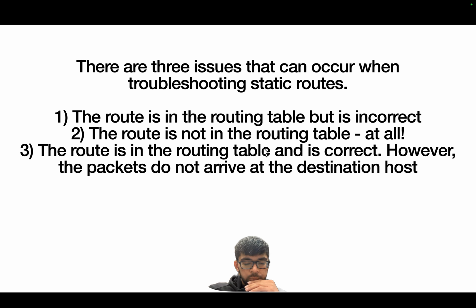And let's look at the last thing. So the route is in the routing table. It's correct. However, the packets do not arrive at the destination host. And there can be multiple reasons for this. So these are some issues that can occur when troubleshooting static routes. Something I'm thinking about is maybe getting another, shorter video out, just to explain these issues in more detail and give you some examples.